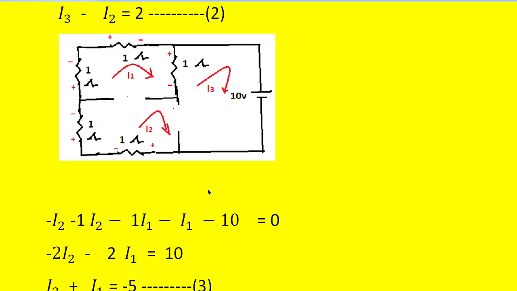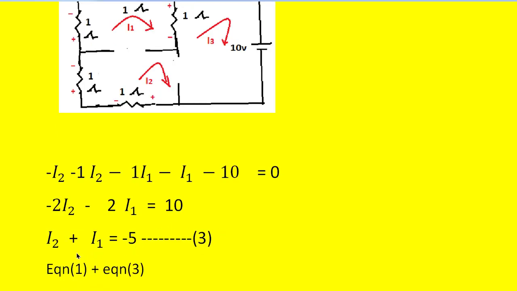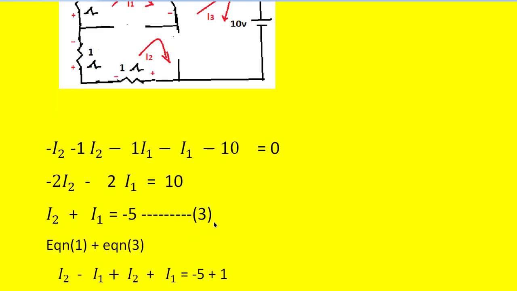Then we simplify this. Once we simplify this, we get minus 2I2 minus 2I1 is equal to 10. We can further simplify this. Then we get I2 plus I1 is equal to minus 5, and we say this is equation 3. And we know what equation 1 is. So we add equation 1 with equation 3.